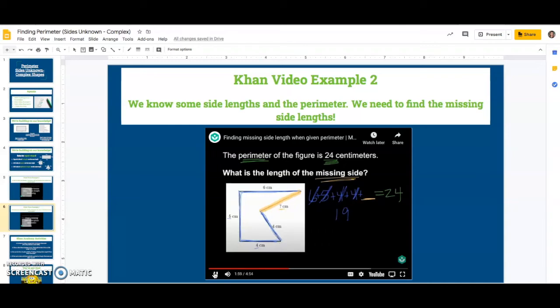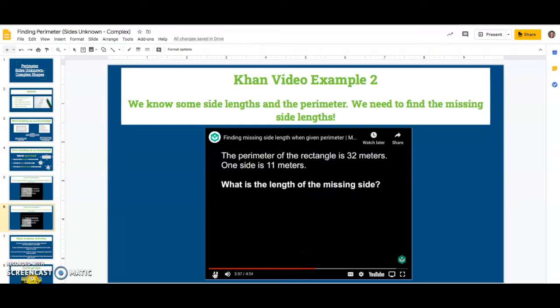So how many more centimeters, what length must this missing side be to get us a total distance around the outside of 24 centimeters? We can do that math. 19 plus 1 more is 20, and then plus 4 more is 24. So 1 more to 20 and 4 more, that's a total of 5 more. So the missing side length is 5 centimeters. This side right here must be 5 centimeters in order for the total perimeter to be 24.